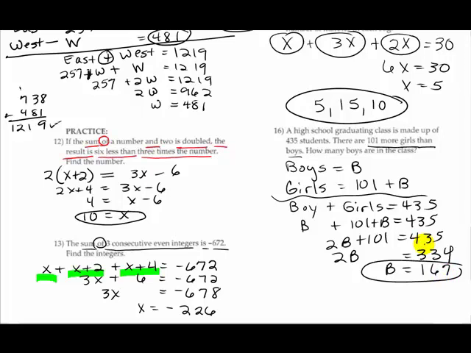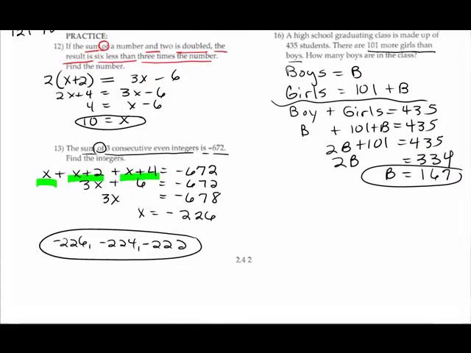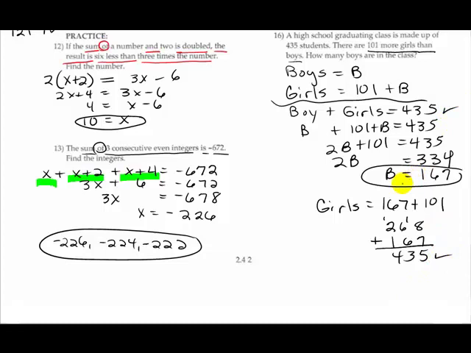Now, to be able to check this, you need to know the girls. So the girls are 167 plus the 101, so 268, and so I need to take this number and 167 and add those together. That gives 435. And then I know that I got the boys right. Even though they didn't ask me for the girls, I needed to find the girls' number to be able to check my math.